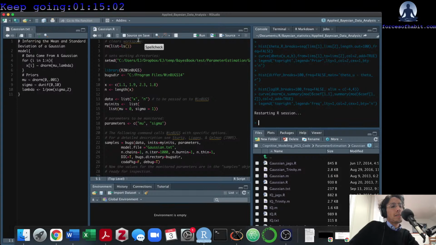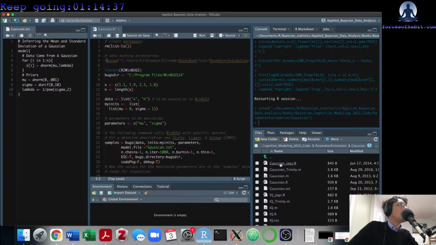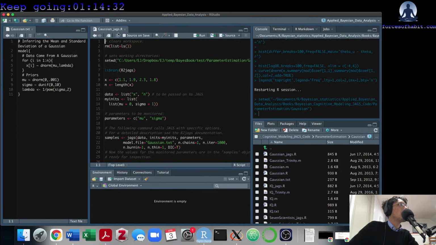I'm just going to set the working directory. This is easy because while I'm in a project, I'm sure I could write out a piece of code so it knows where to go. This is not the right one. I need this. There we go.